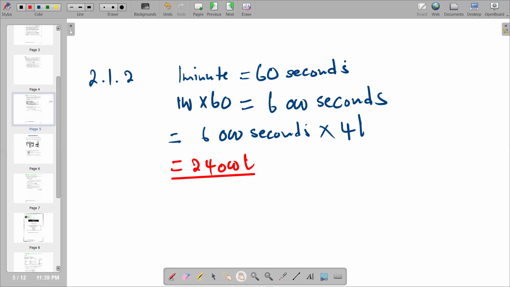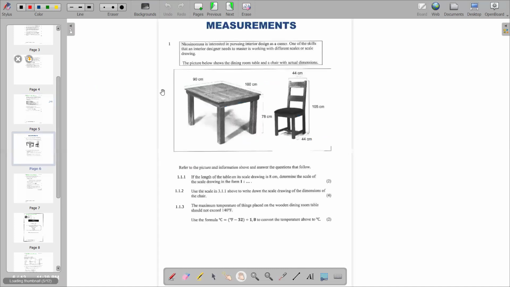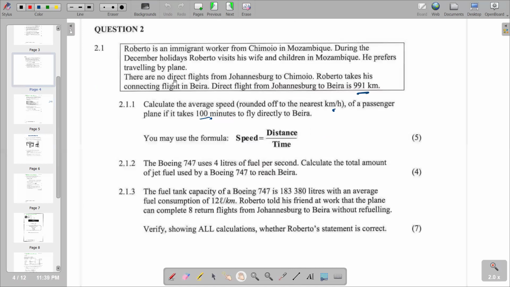So basically, this is what we have. Moving on to the next question that we have. We are given 2.1.3, which says the fuel tank capacity of a Boeing 747 is 183,380 liters with an average fuel consumption of 12 liters per kilometer. Roberto told his friend at work that the plane can complete 8 to 10 flights from Johannesburg to Beira without refueling. Verify, showing all calculations, whether Roberto's statement is correct.